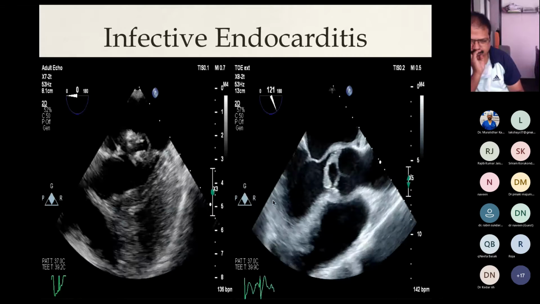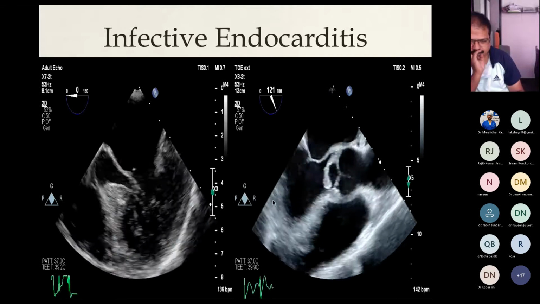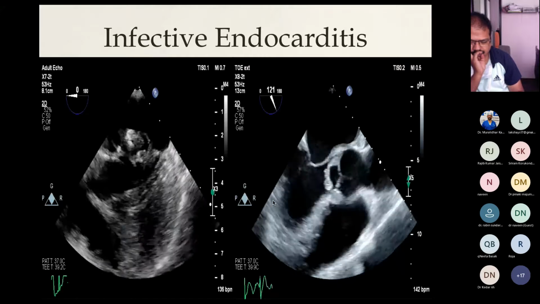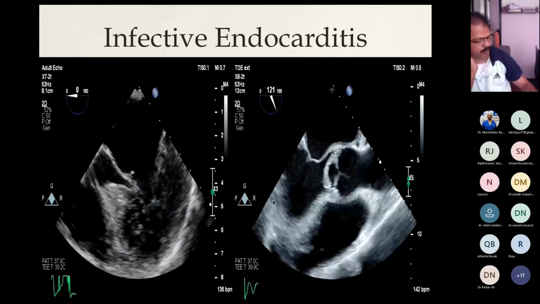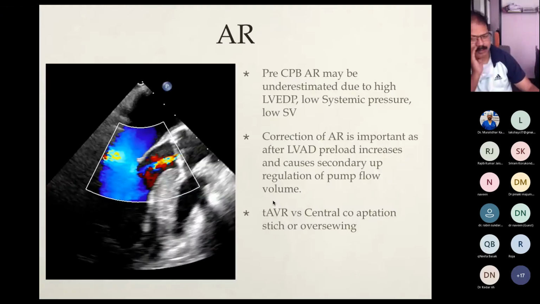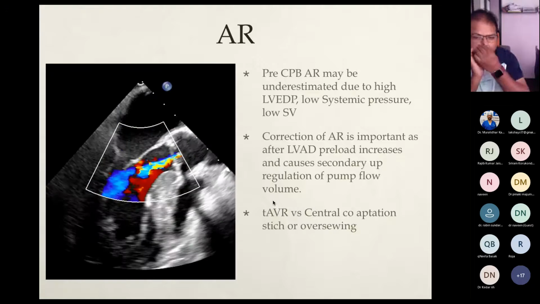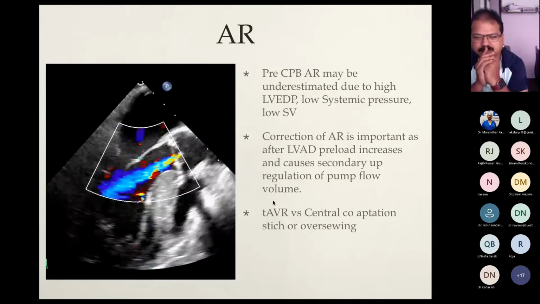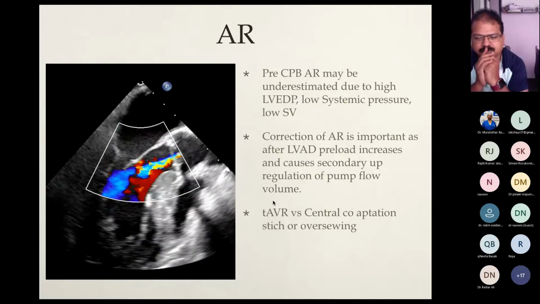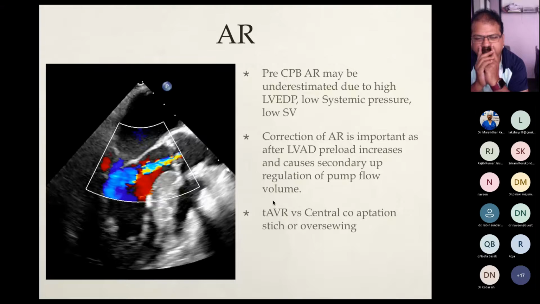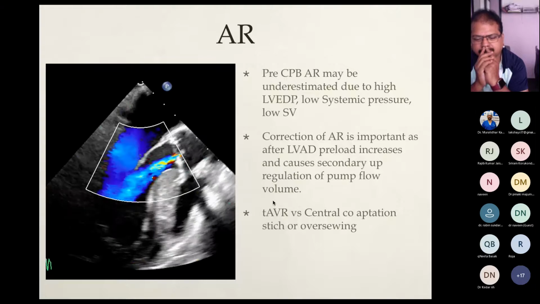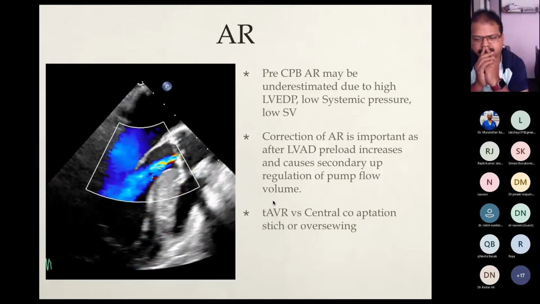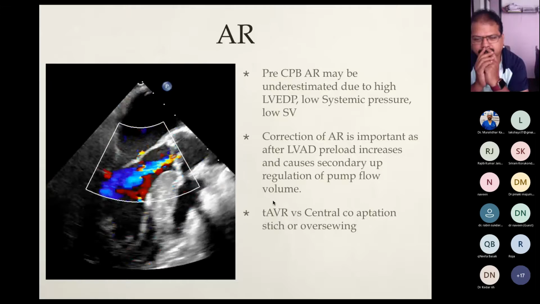But infective endocarditis of any of the valves is perhaps the absolute contraindication for LVAD implant. So all the valves should be carefully examined before putting in an LVAD. The degree of AR is very difficult to measure pre-bypass because with a failing heart, the LV end-diastolic pressure is very high with a low systemic pressure and a low stroke volume. So the degree of AR will be underestimated. Ideally, we should increase the blood pressure with a vasopressor and assess the AR.